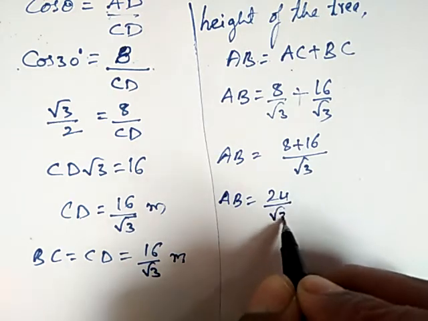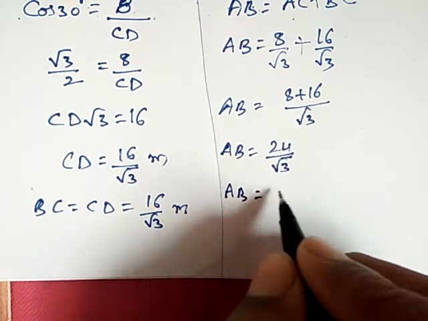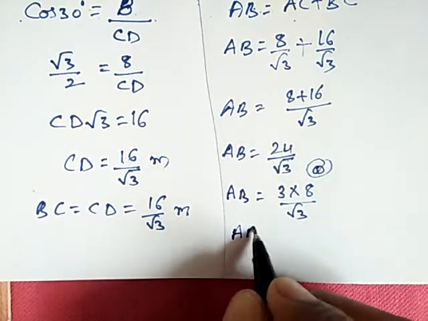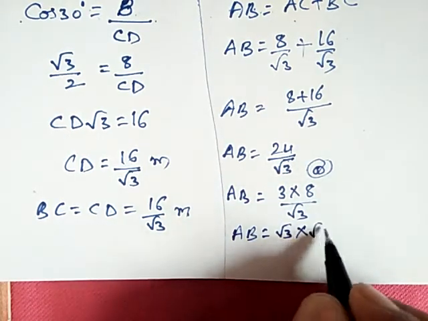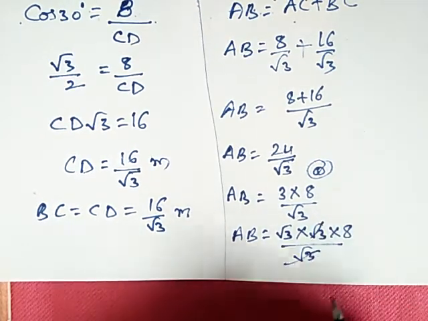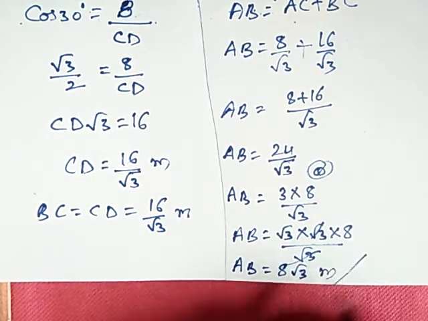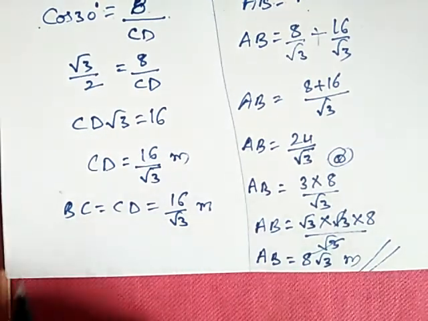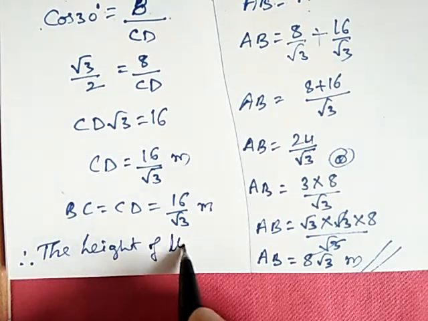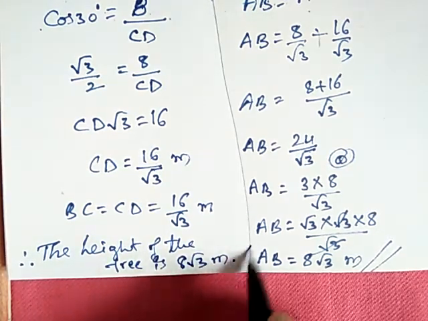So AB is equal to 8 plus 16, which is 24 by root 3. This can also be written as AB is equal to 24, written as 3 into 8, divided by root 3. So 3 can be written as root 3 into root 3, into 8 divided by root 3. One root 3 gets cancelled. So AB is equal to 8 root 3 meter. Therefore you can conclude that the height of the tree is 8 root 3 meter, okay.